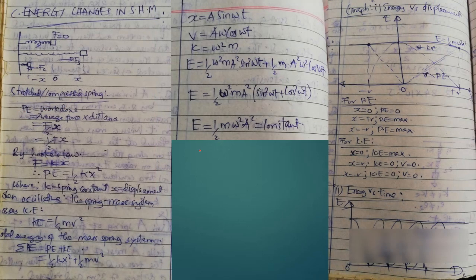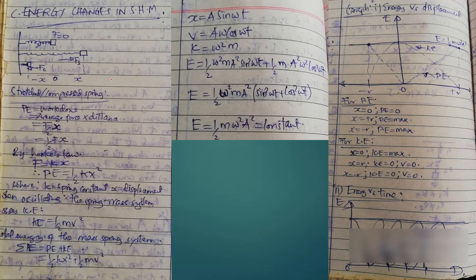Finally, our final part, energy changes in simple harmonic motion. So simple harmonic motion, like any other motion, has two types of energy: kinetic energy and potential energy. And potential energy can be stored in two ways.